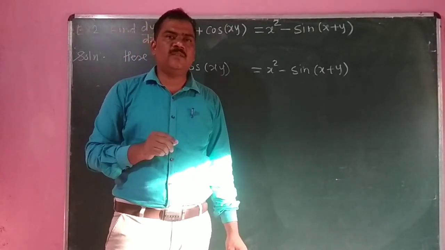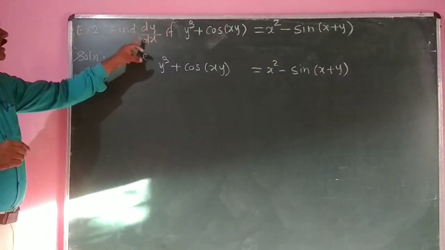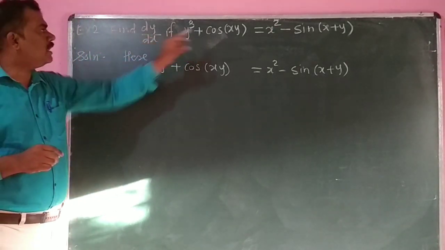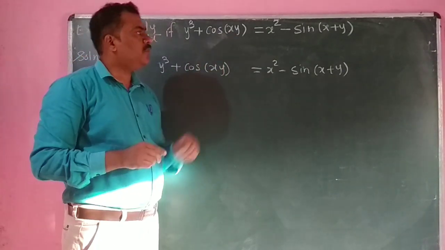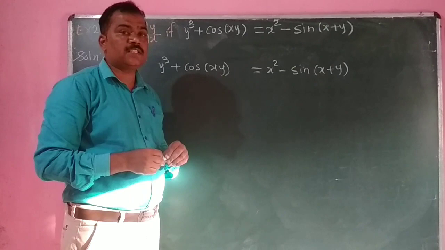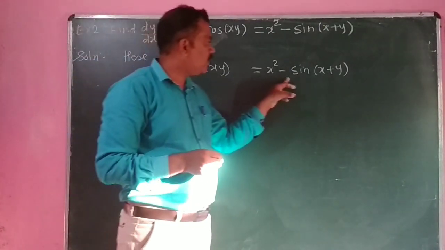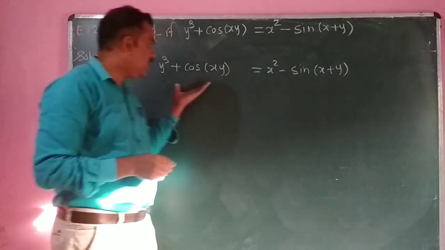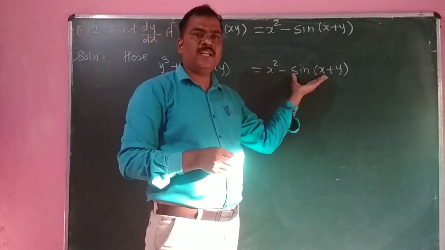Now we have to consider one more example. Find dy by dx if y cube plus cos of xy is equal to x square minus sin of x plus y. Here y cube plus cos of xy is equal to x square minus sin of xy. On the LHS, both the variables are there, x and y. On the RHS, both the variables are x and y.